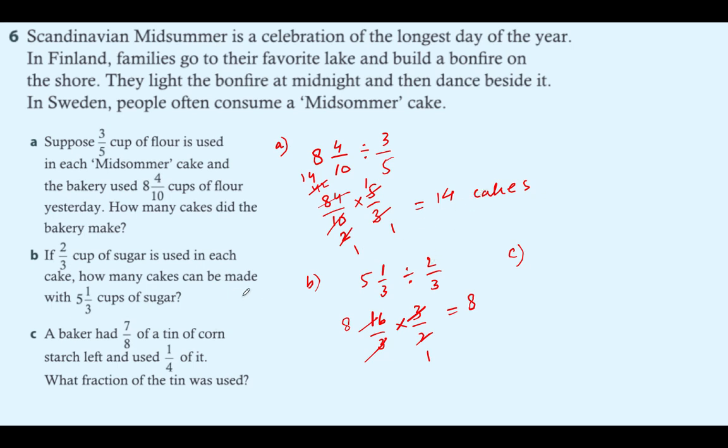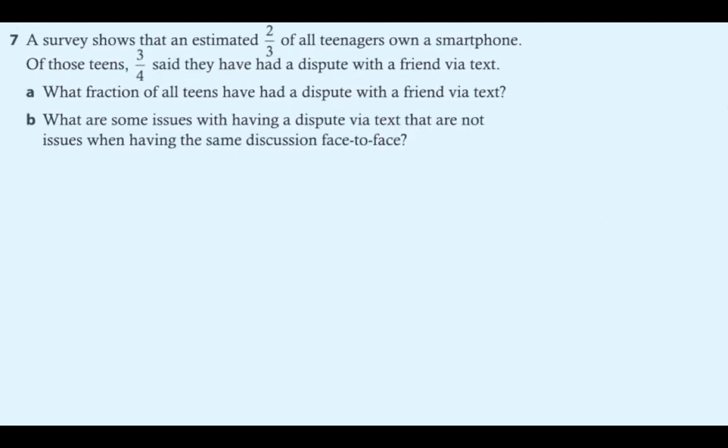For part C, a baker had 7 over 8 of a tin of corn starch left and used 1/4 of it. So he had 7 over 8 and he used 1/4 of it. So what fraction of the tin was used? So 7 ones are 7 and 8 fours are 32. So the person has used 7 out of 32 of the tin.